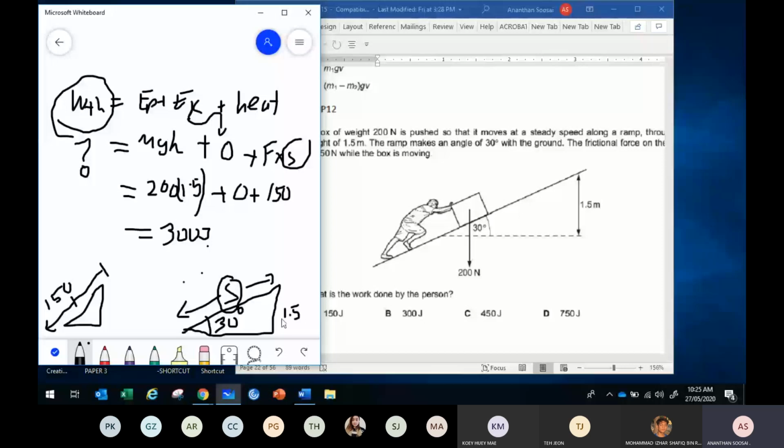1.5 divided by sine 30, right? Divide by sine 30, yeah? If you divide, right? Yes. Yeah, so 1.5 divided by sine 30. So you get what? You get 3 here, half 3, so you get 450. You get 450, yes, good. So the answer is D, so 750.